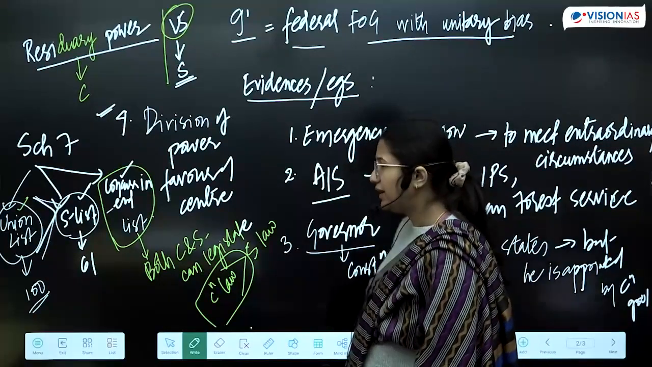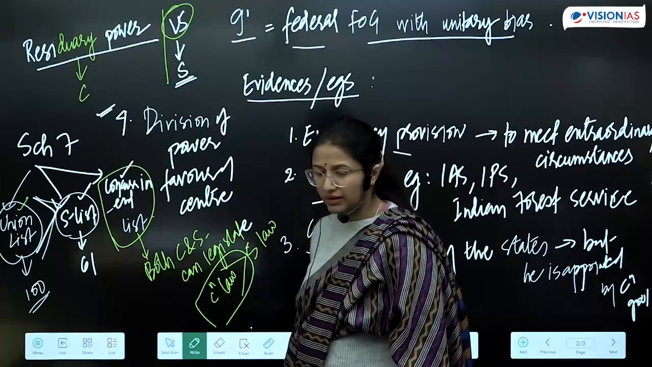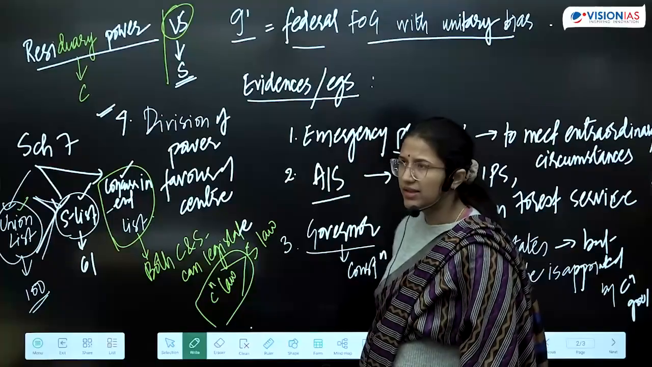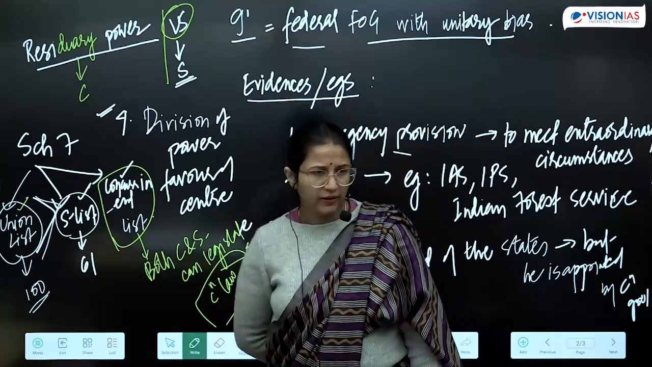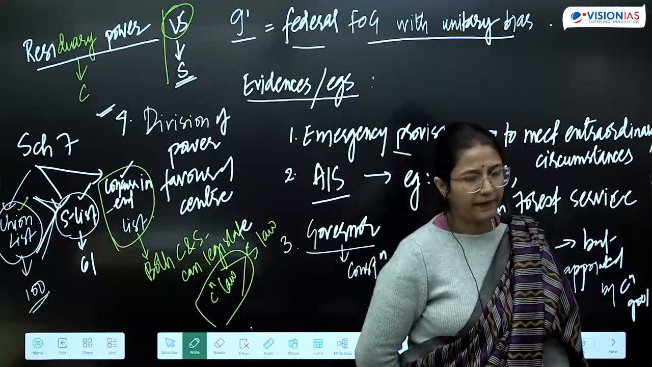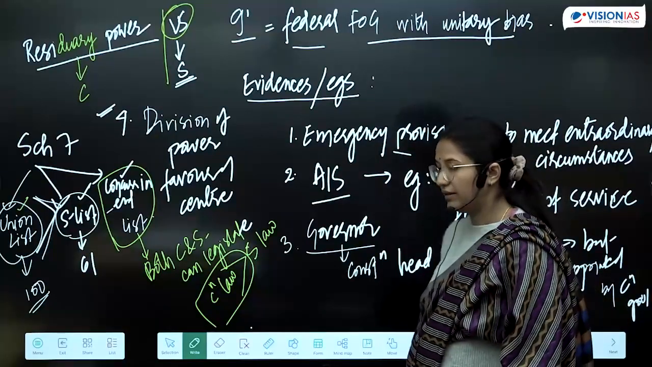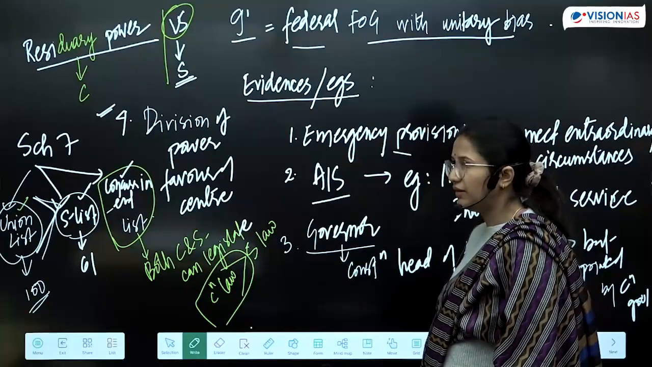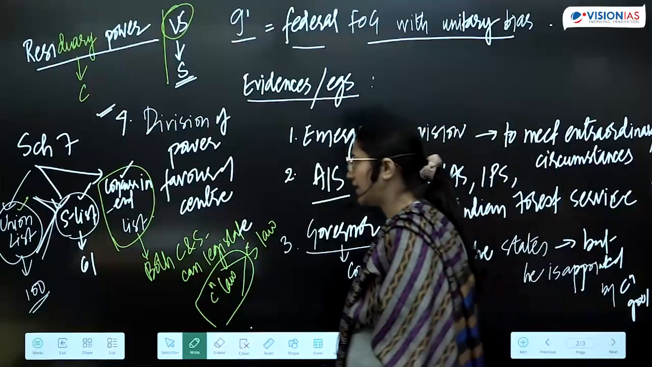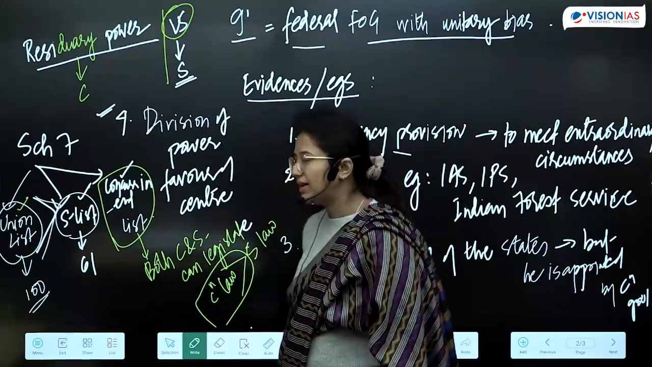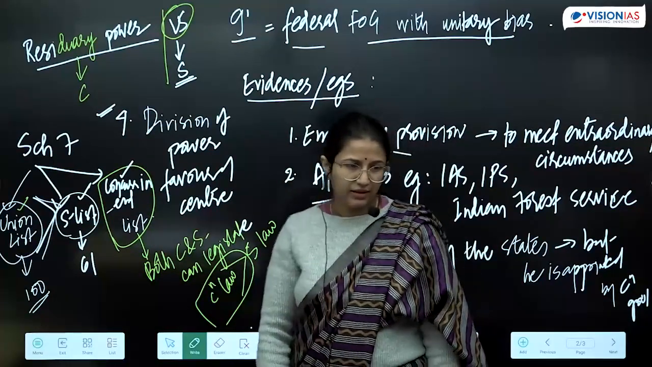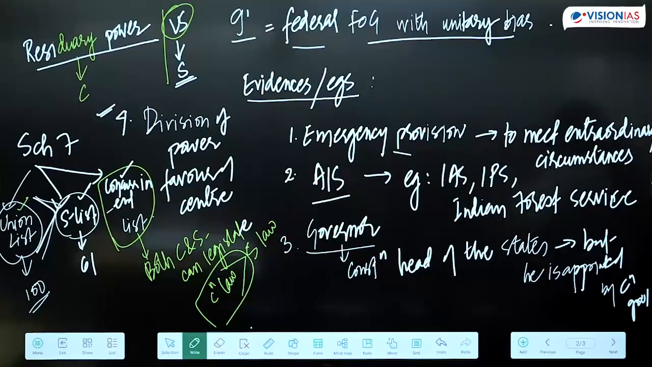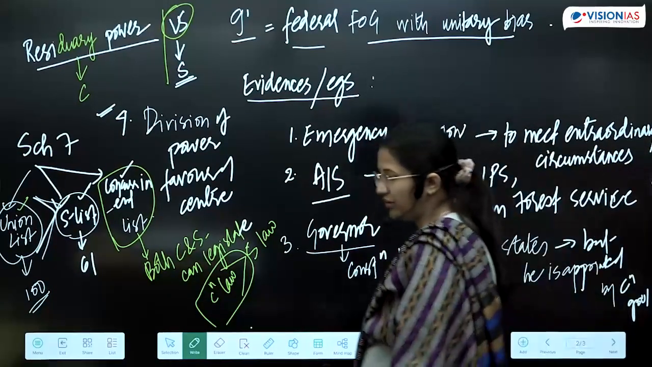Change the paragraph, same point. In case of conflict between the central and the state law, enacted vis-a-vis, with respect to a subject on the concurrent list, the central law will prevail.